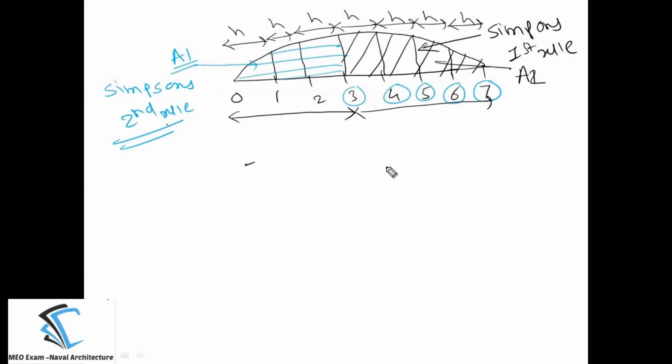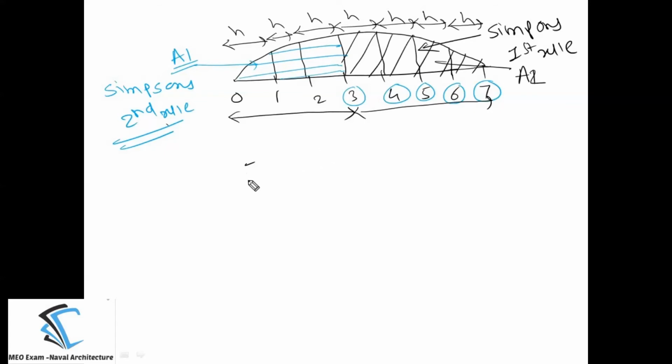So how to calculate that? What we have done here is combine Simpson's first rule as well as the second rule. Then how to calculate the area for A1 as well as A2? Now here, don't try to combine the multipliers. You have to do the calculation for A1 separately, do the calculation for A2 separately, and then you have to add them up.